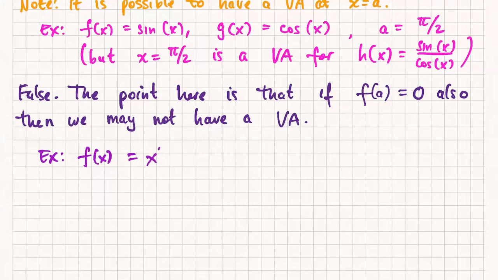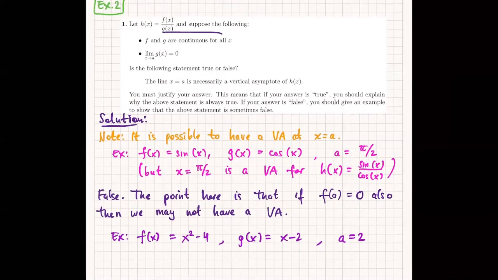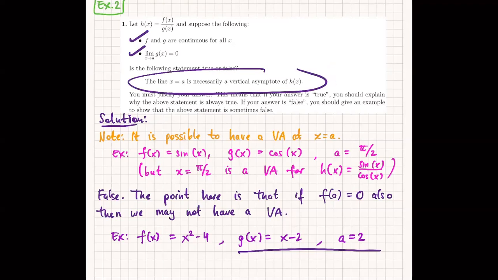So I'm going to make the numerator, let's make it x squared minus 4. g of x equals x minus 2. And then we're looking at a equals 2. So first of all, is this a counterexample to the question? Let's check. Are f and g both continuous? Yes, they're both polynomials. If I do the limit of g as x approaches a, do I get 0? Yes, obviously if I plug in x equals 2, I get 0. Now, is the conclusion true? No. So this does serve as a counterexample.